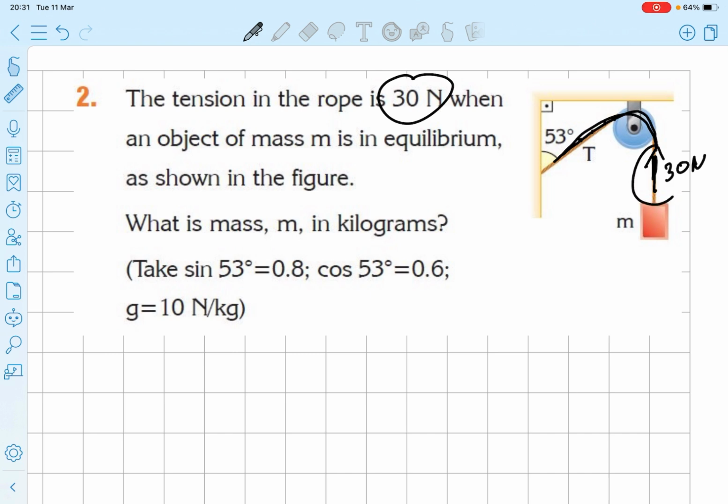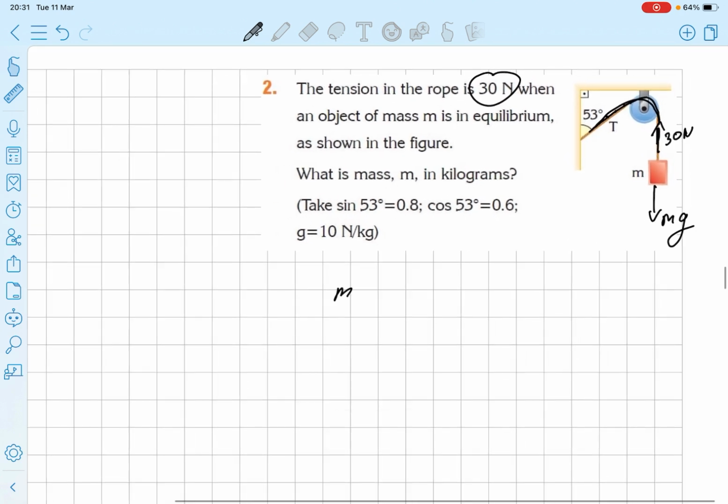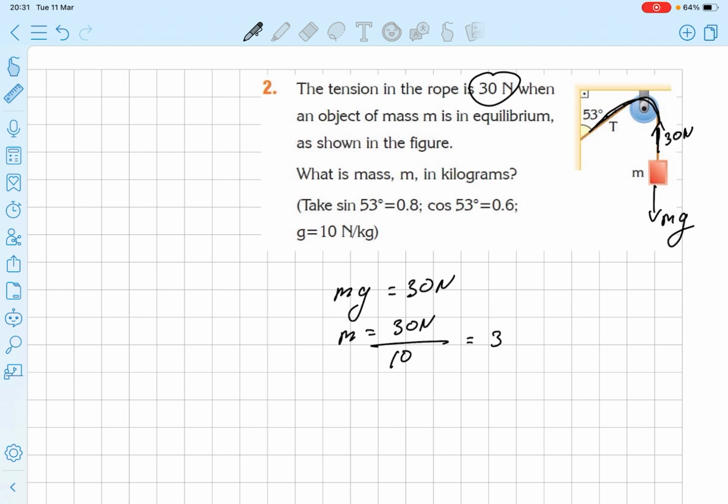So now we define it here. And downwards it is pulled by mg, yeah? So that means mg is equal to 30 newtons, and the mass is equal to 30 newtons over 10, which is 3 kilograms. That's it. Here we don't use this angle.